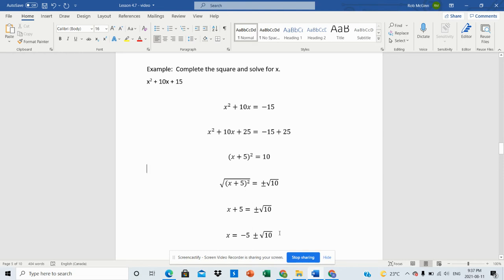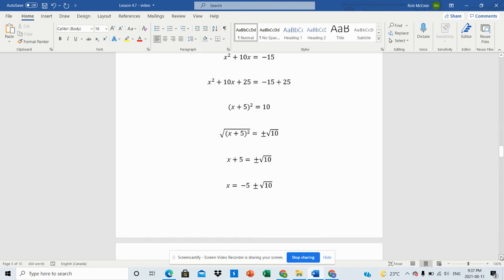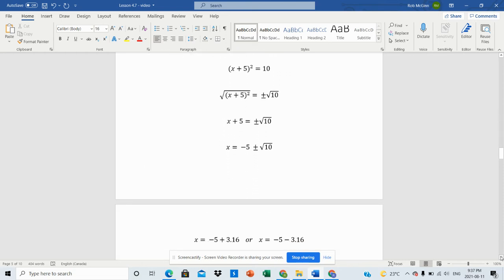And if you watched the quadratic formula video, you saw in that lecture that when I've got this, it can be broken down into two separate equations. I can have x, in this case, x equals minus 5 plus the square root of 10, or I can have x equals minus 5 minus the square root of 10. So we'll take both roots. So we're going to split this. It's going to become two equations here.